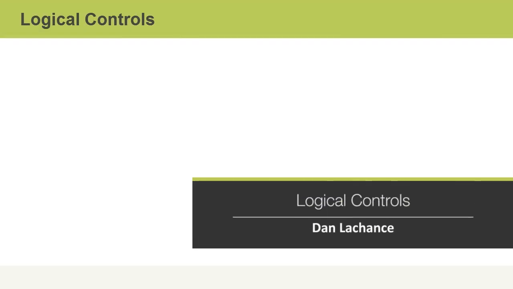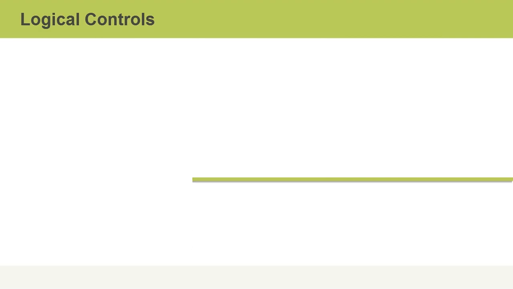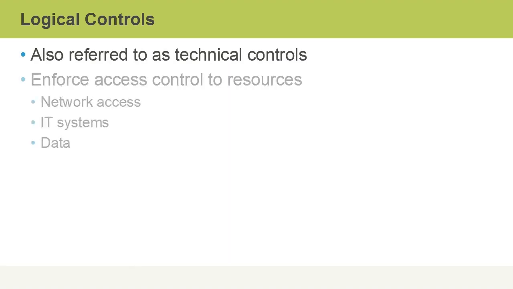In this video, I'll talk about logical controls. So we know that physical controls include things like locked doors to server rooms, fencing around a building, and so on. But what exactly are logical controls? Well, these are often called technical controls.